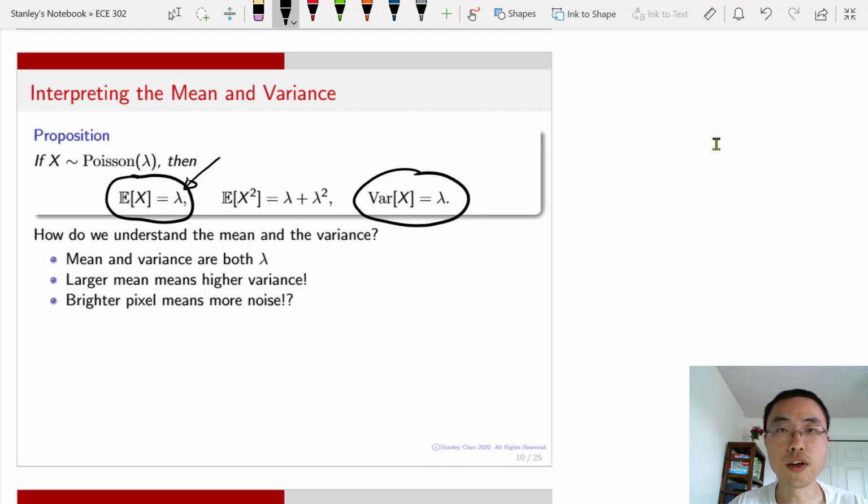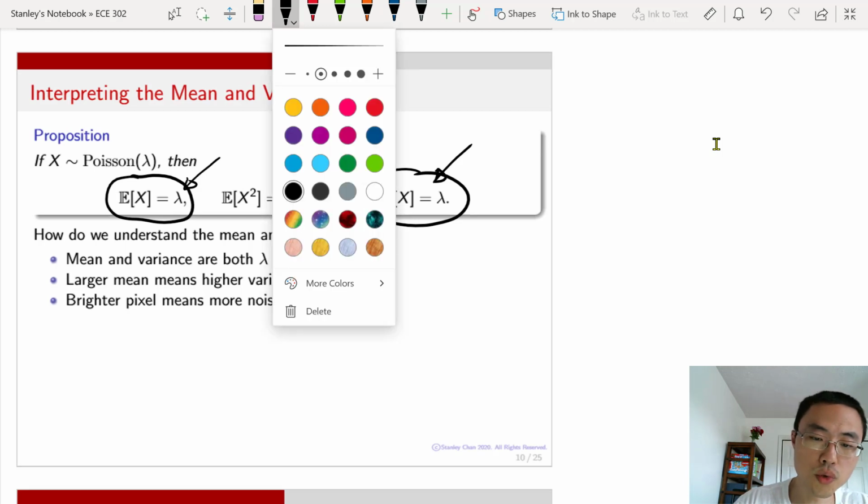Because if you have a brighter scene, on average you have more photons coming to your camera, and so that pixel will also be brighter. But the surprising thing is this variance. The variance says that your variance is also equal to lambda. That means if you have a darker pixel, you will actually have less variance. If you have a brighter pixel, you have more variance. So what does it mean?